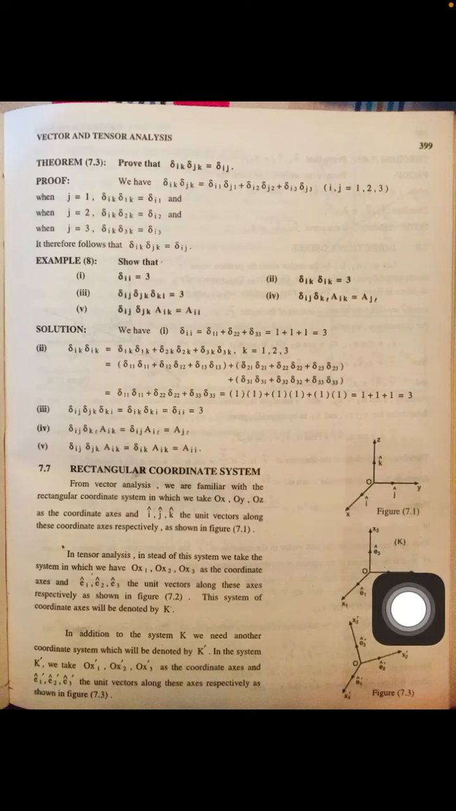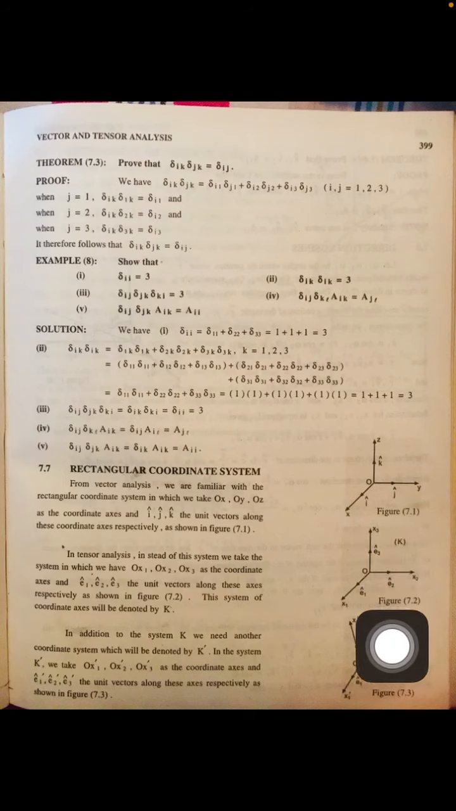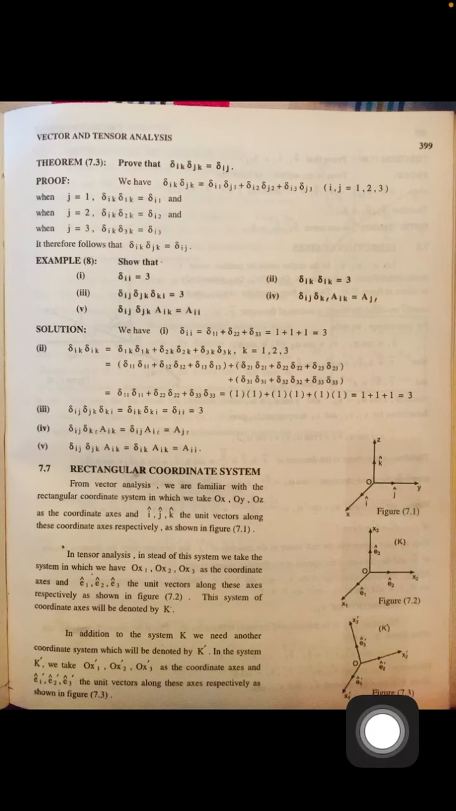And this is another coordinate system in which we rotate the axes, and I denote x1 with x1 dash, x2 with x2 dash, and x3 with x3 dash. And this is another system, you can say, the K dash system. And according to the K dash system we have unit vectors e1 dash, e2 dash and e3 dash.